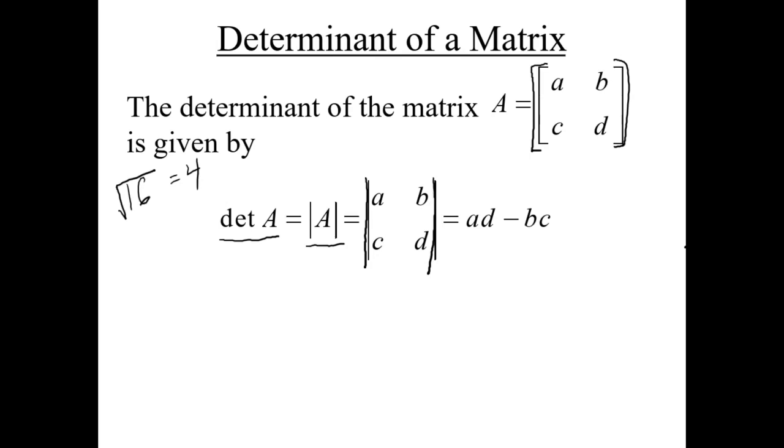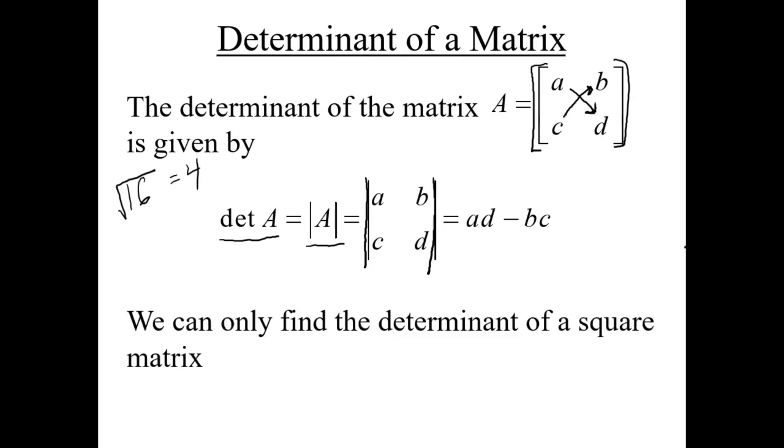So these are all the different ways of denoting the determinant, but please notice, to actually calculate the value of the determinant, we're going to multiply the main diagonal, A times D, minus multiply the other diagonal, B times C. That's it. And we can only find the determinant of a square matrix.